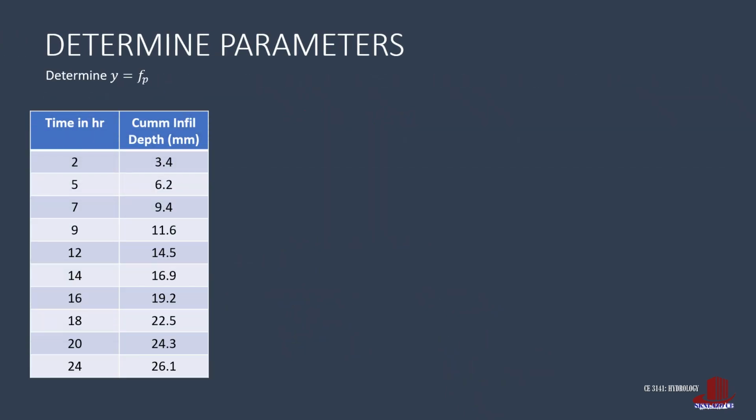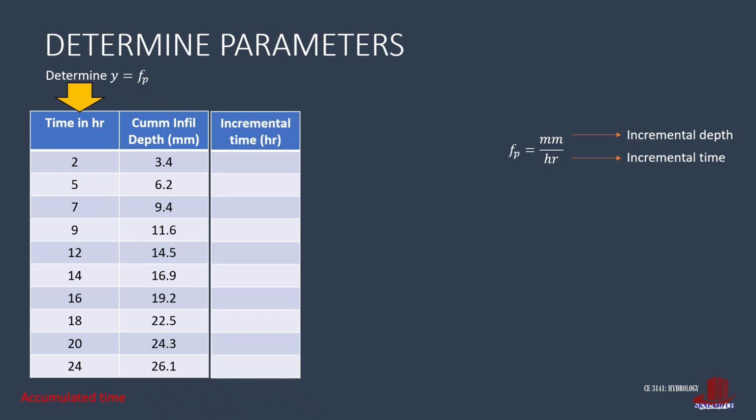So let's look for those two parameters, starting with y, which is the infiltration capacity F sub p. From the dataset provided, which has time in hours and cumulative infiltration depth, we figure out how to get the infiltration capacity F sub p, which is the incremental depth over the incremental time. From the table, we have time in hours. Check the trend of the values, and you can see that this is accumulated time in hours, which means we convert this into incremental time. So place another column for it.